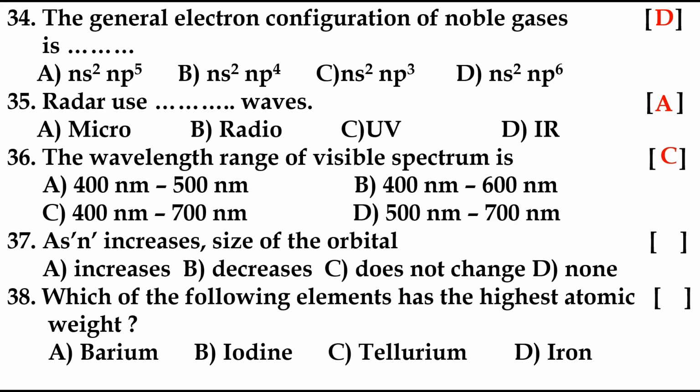37. As n increases, size of the orbital dash. A. Increases, B. Decreases, C. Does not change, D. None. Answer is A, increases. That means as the principal quantum number value increases, size of the orbital also increases. 38. Which of the following elements has the highest atomic weight? A. Barium, B. Iodine, C. Tellurium, D. Iron. Answer is option A.